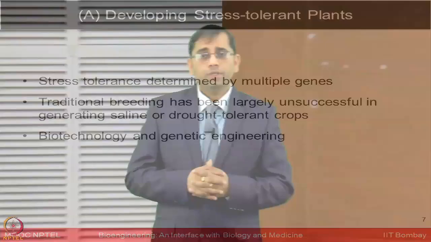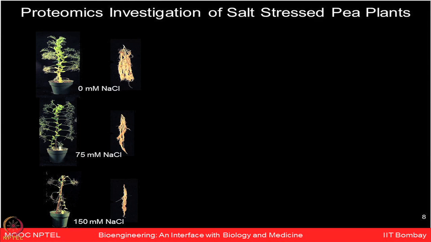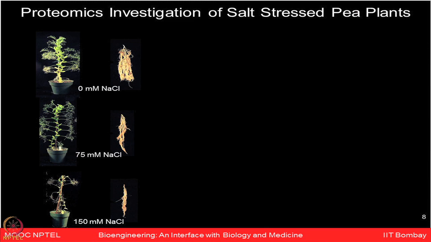In order to do that, in this study, the researchers looked into the pea plant, and the pea plants were subjected to different types of stress conditions, from 0 to 75 and 150 millimolar of salt, to look into the medium and the high salt concentration, and how that affects the pea plant. Now the roots and the shoots were excised, and as you can see, the roots are getting quite affected as the salt concentration increases.